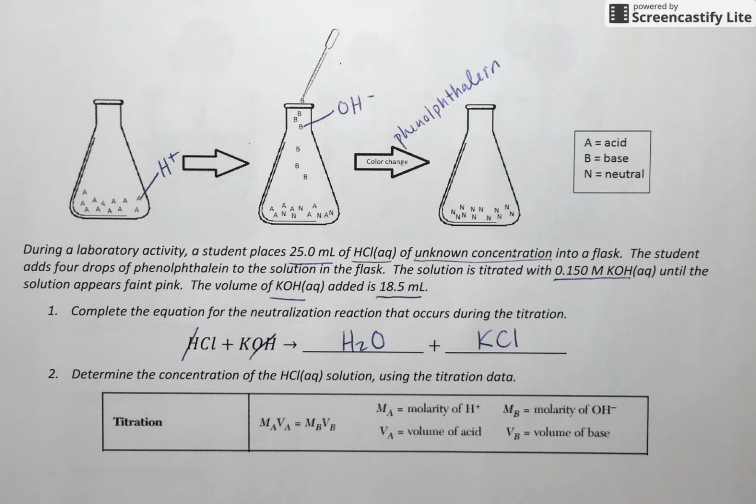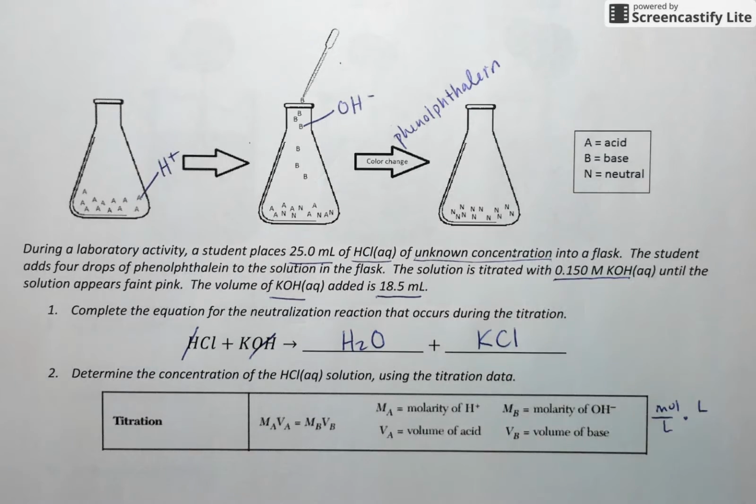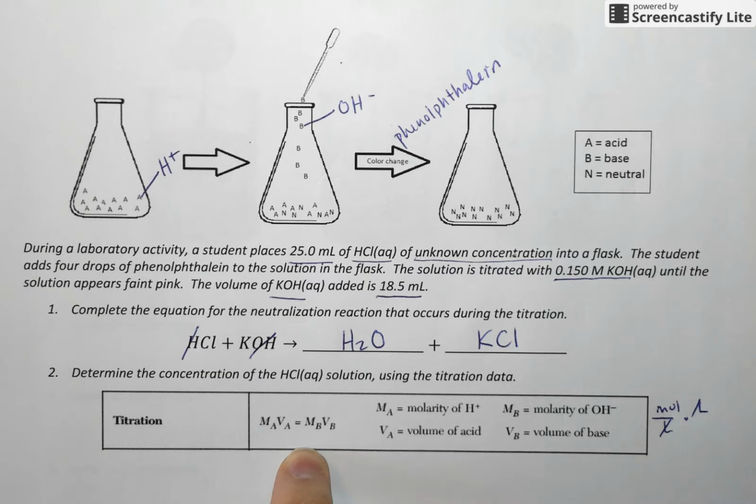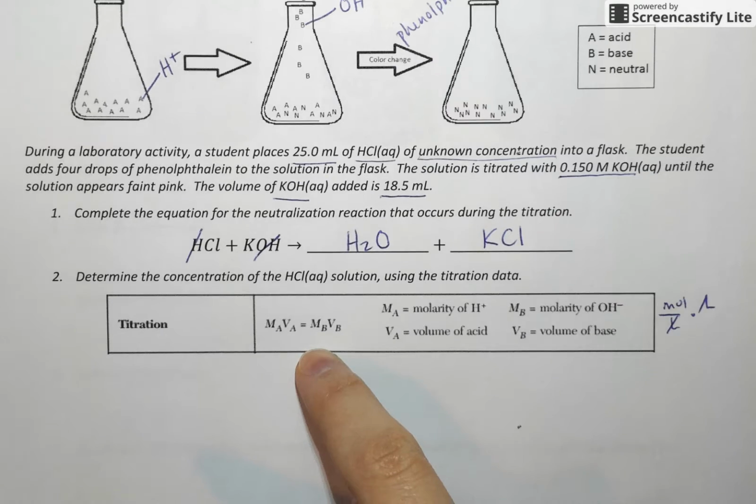Really, if you go through and do the math, what it's saying is molarity times volume is equal to moles. If you look at your units, moles per liter times liters is just going to leave you with moles. So the moles of H+ is going to be equal to the moles of OH- if the solution is neutral. And that's what this titration equation allows us to do. So let's go through and do that calculation for this particular example.